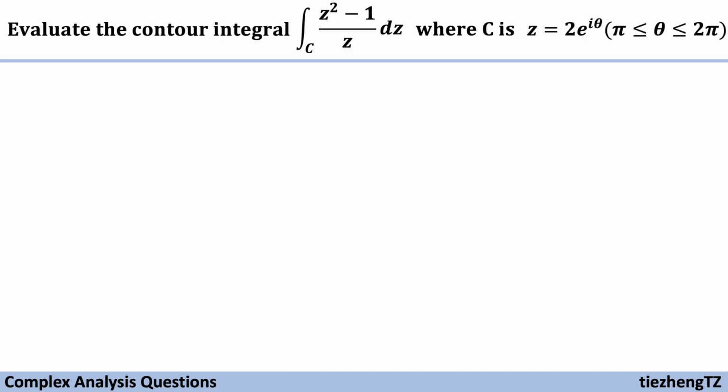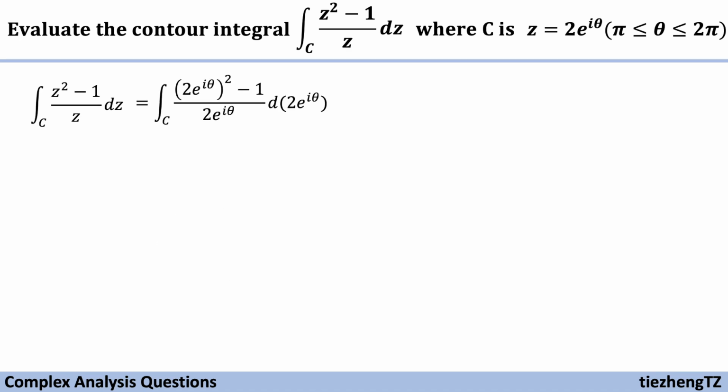So following the general steps, the first step we need to do is to substitute z into this equation. So it becomes the integral on contour c of (z squared minus 1) over z times dz. And since z can be expressed using theta, the next step is to make dz into d theta.